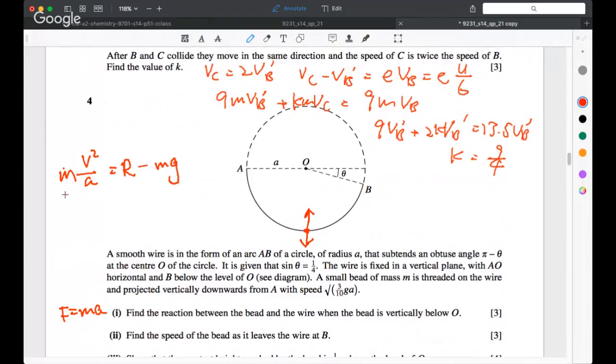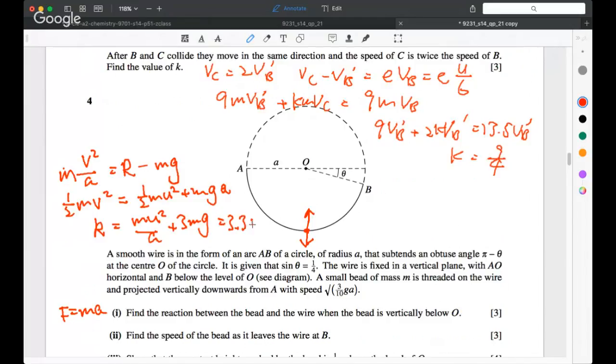And we also know that from conservation of energy, a half v squared is equal to a half u squared plus g a, where v is the speed of the particle vertically below O. So from these two equations, we can eliminate v squared and find that R is equal to mu squared over A plus 3mg, where u is equal to square root of 3/10 GA. So that would give you 3.3 mg.